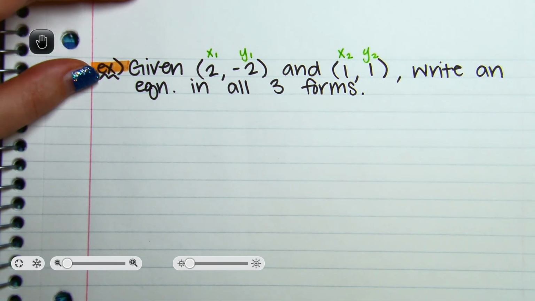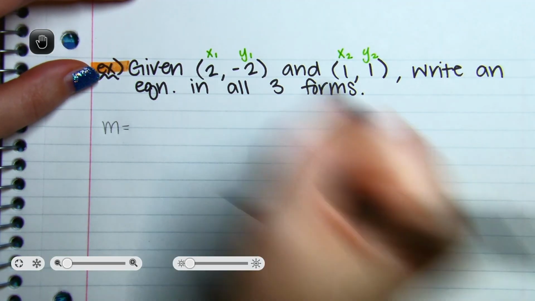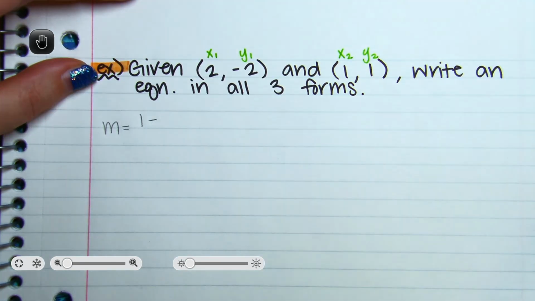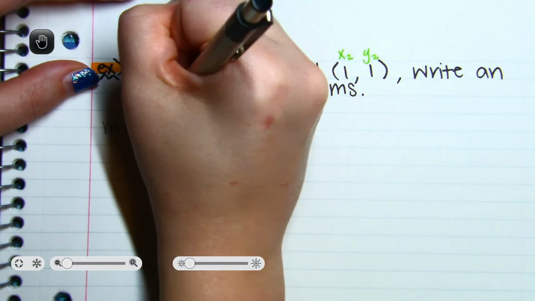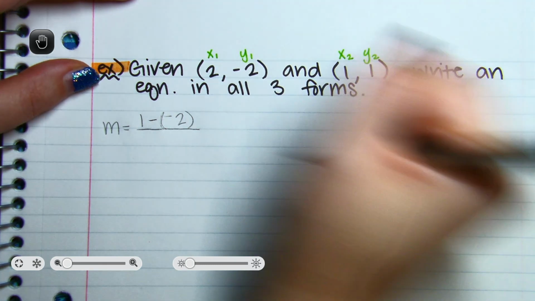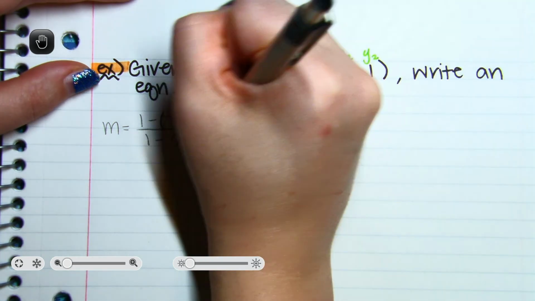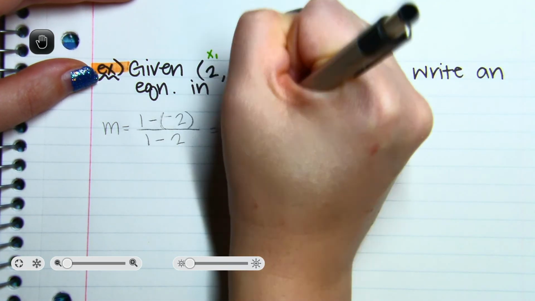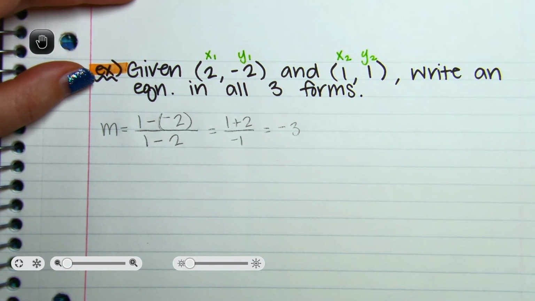So first thing I need to do is find the slope. So m equals y sub 2 which is 1, minus y sub 1, which is negative 2. And you can put that in parentheses if you want. Sometimes it helps. Divided by x sub 2 minus x sub 1. Now when I simplify this, this is 1 plus 2 over negative 1, which is 3 divided by negative 1, which is negative 3. So now we have our slope.